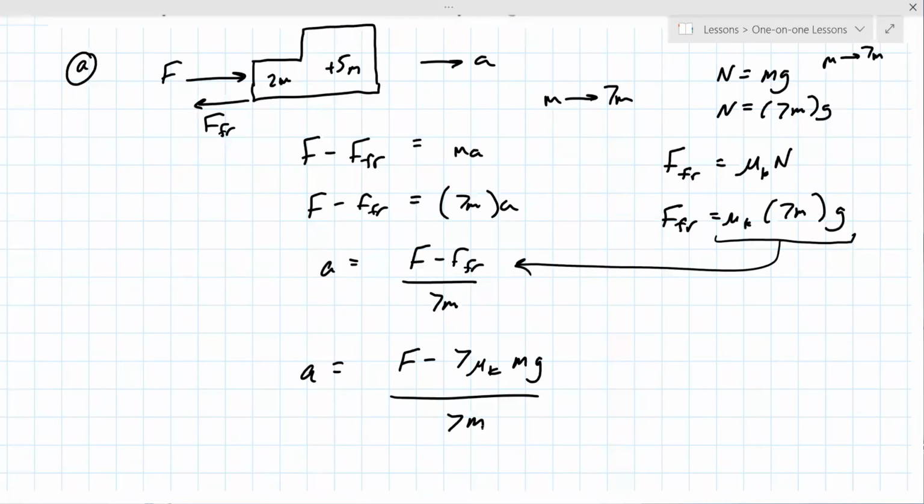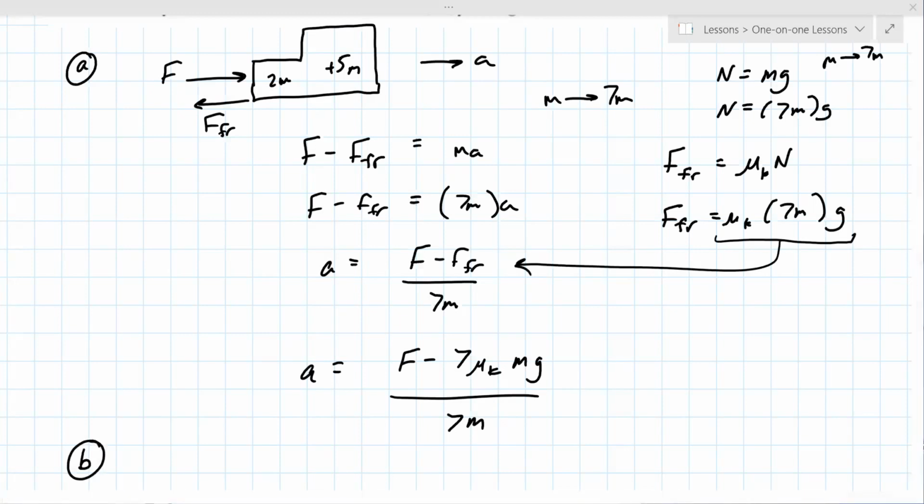Oh man, that's a lot. It is. As soon as you add friction, it's way more complicated. Okay, so part B. What does part B say?